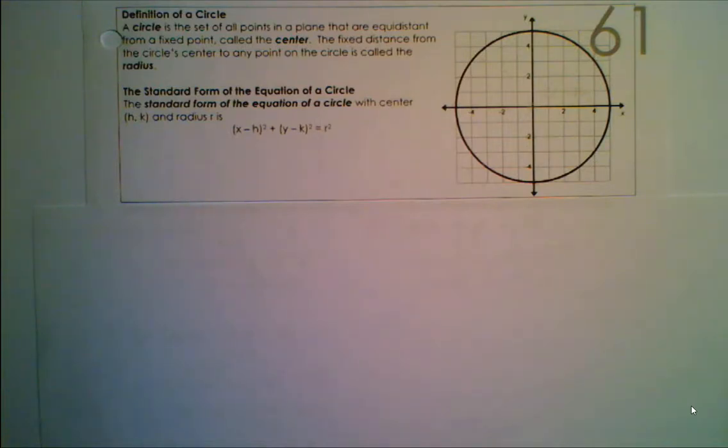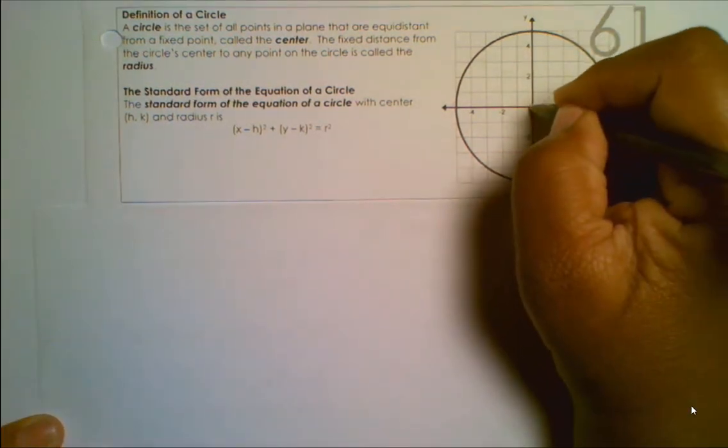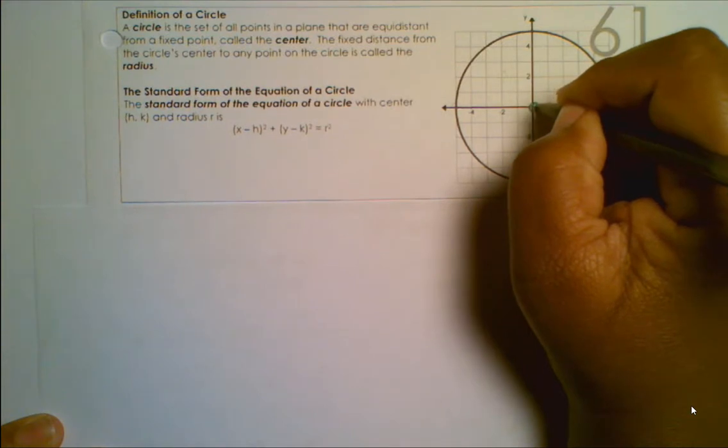All right, so let's look at the definition of a circle. A circle is the set of all points on a plane that are equal distance from a fixed point called the center. Fixed point meaning the same point. This is our center.